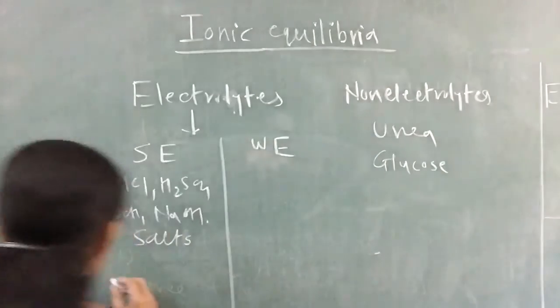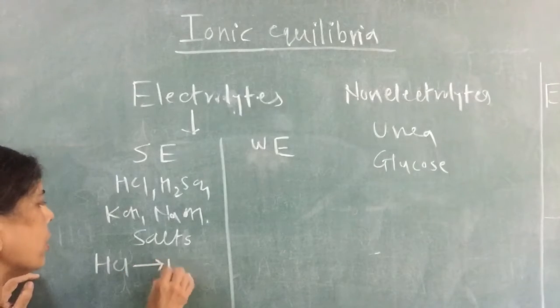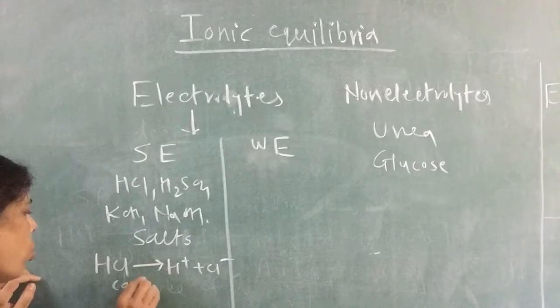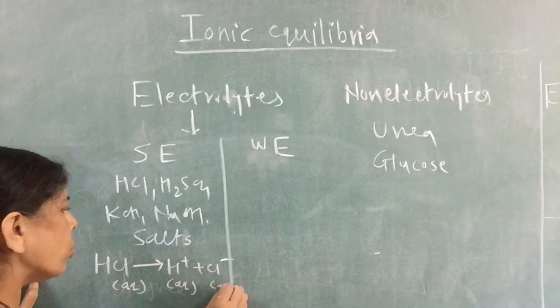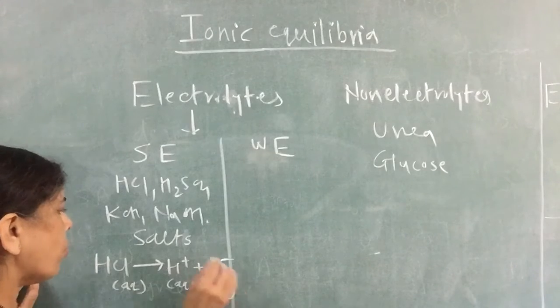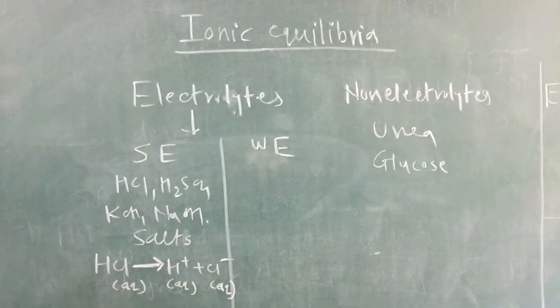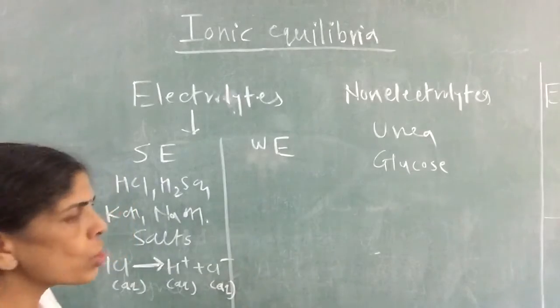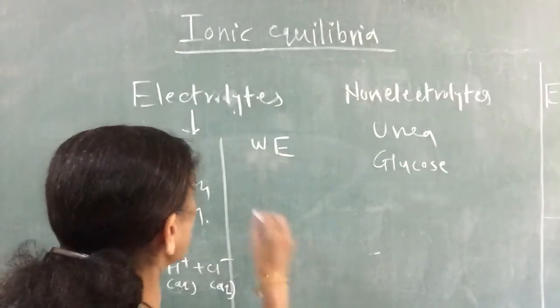Okay. So how to show their dissociation? HCl, for example, H+ and Cl- in aqueous solution in water. They are going to completely dissociate in water. So only a one-headed arrow is shown to indicate their dissociation. Weak electrolytes are the substances which undergo dissociation to a small extent in aqueous solution.